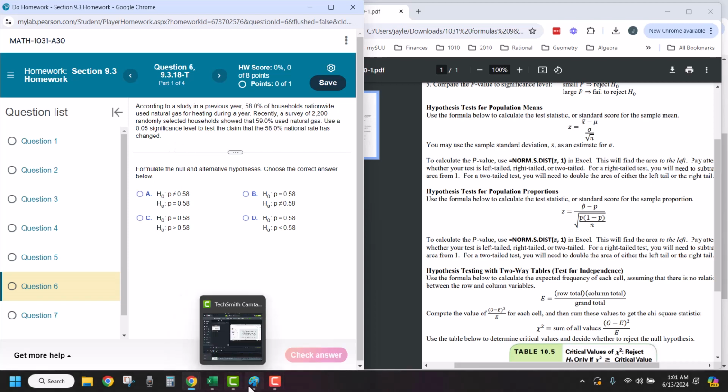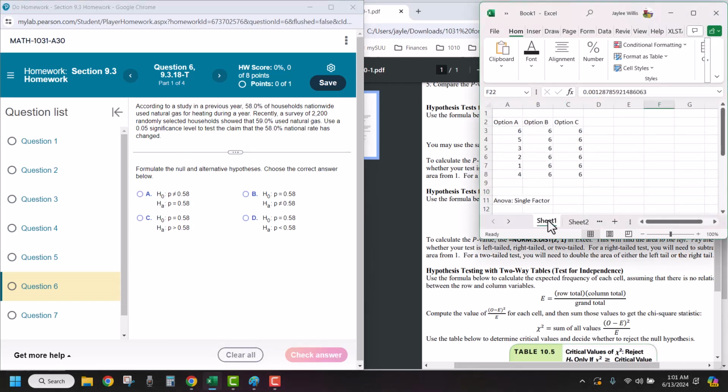So I'm going to make a new sheet here. First of all, let's go ahead and identify our null and alternative hypotheses. So the null hypothesis is that the population proportion is still just the same. So we're going to have that the proportion equals 0.58. And then the thing that we're testing is to see if it has changed. So that means that our alternative hypothesis is that the population proportion is not equal to 0.58.